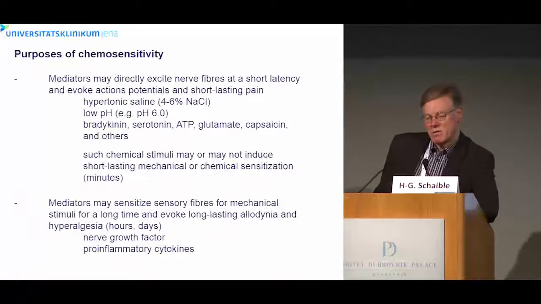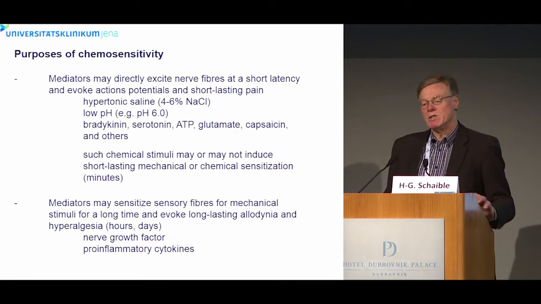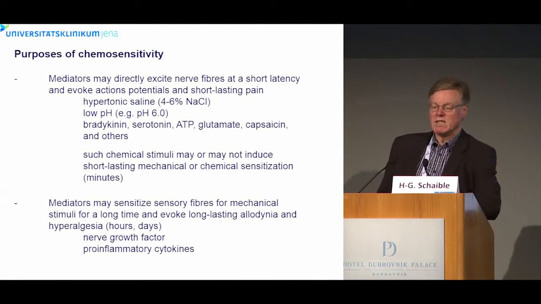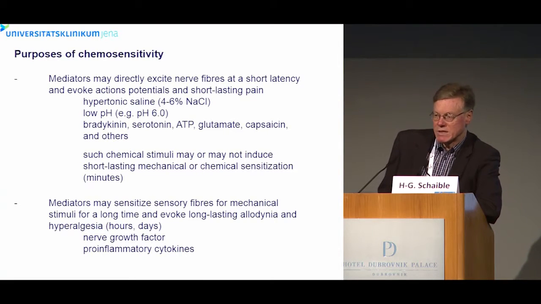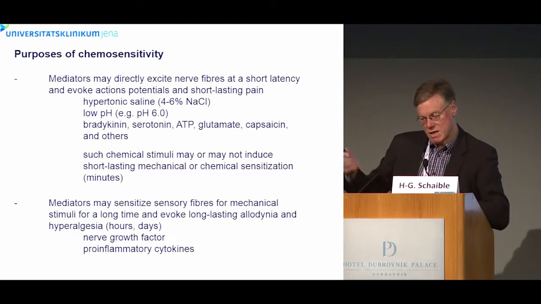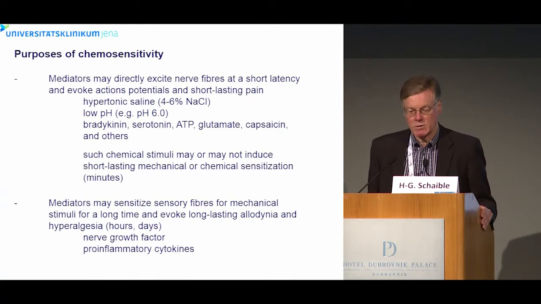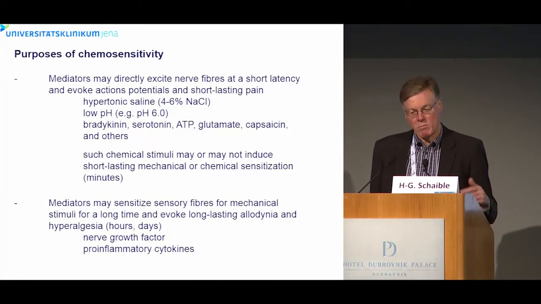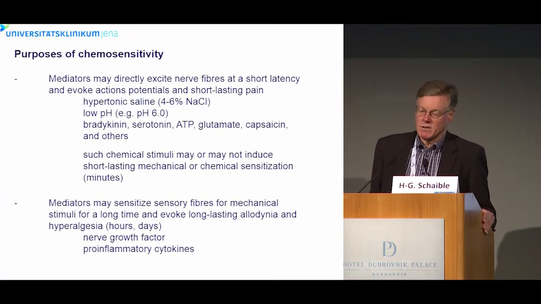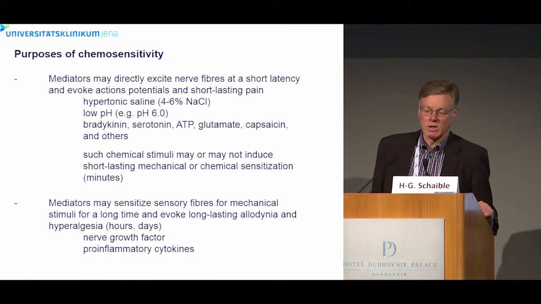And I think we have to think about the different purposes of this chemosensitivity. I think many of these mediators may directly excite nerve fibers at a short latency and evoke action potentials and short-lasting pain. For example, hypertonic saline, which is often used as a stimulus by Lars Arendt-Nielsen, causes a brief pain. Also, we can excite these neurons by bradykinin, serotonin, glutamate, capsaicin, and others. These are very well-known compounds. And I think the interesting thing is they may or may not induce a short-lasting mechanical or chemical sensitization, but I don't think that they are very important for the problem of the patients.